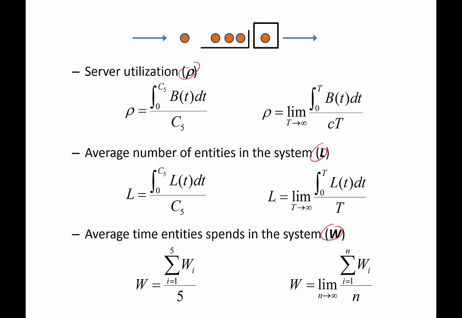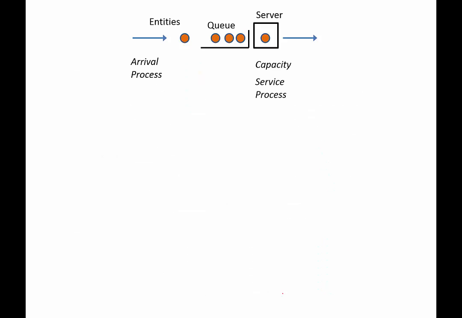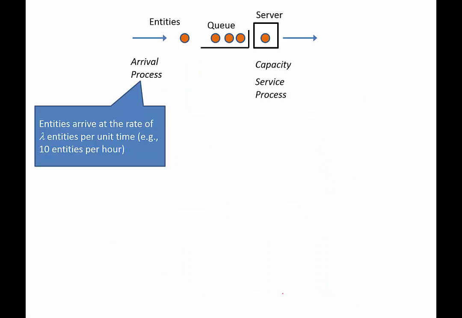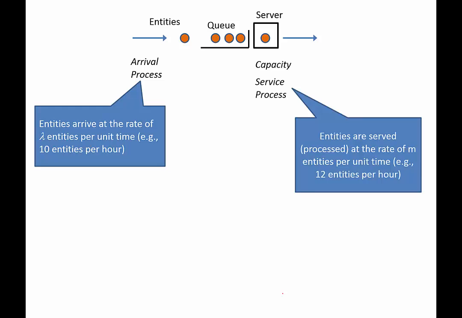And we're interested in the average number of entities in the system and the average time that entities spend in the system, also at steady state. We can't really use the method that we did previously for these steady state values, because we can't do the integration over an infinite time horizon, and we certainly can't compute the numerical average of an infinite number of entities. So we need to look a little bit further at the general queuing structure, and we're going to talk a little bit more about the arrival process and the service process.